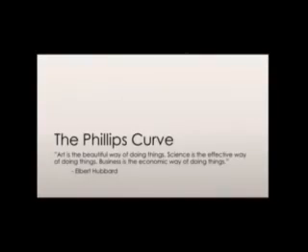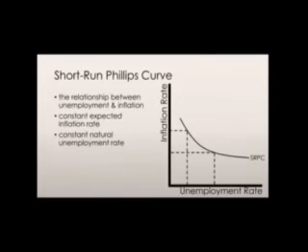The final part of this series is concerned with the Phillips curve. The short-run Phillips curve is the relationship between unemployment and inflation when the expected inflation rate and the natural unemployment rate are both held constant.